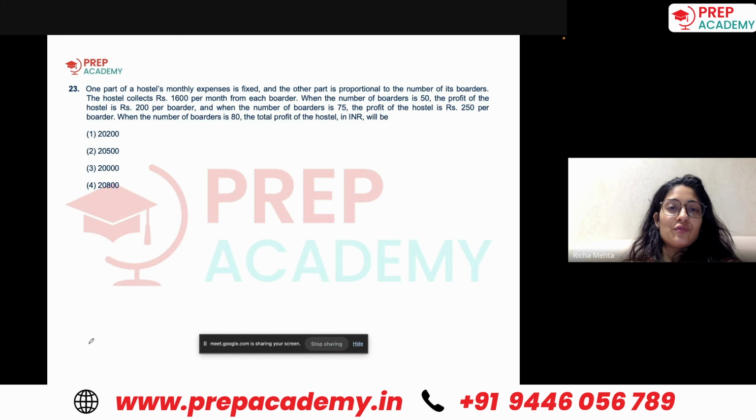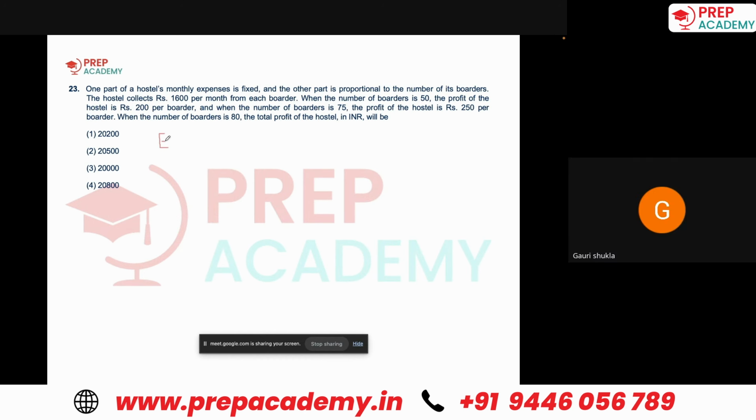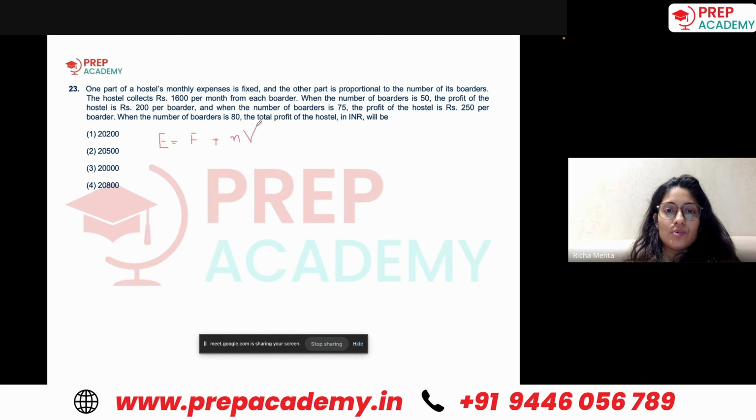Okay. One part of a hostel's monthly expense is fixed, and another part is proportional to the number of its boarders. So first, let's form an equation. Expense is equal to F plus the number of boarders times V, same as the previous one. The hostel collects 1600 rupees per month from each boarder. Okay, so this is what the hostel collects. When the number of boarders is 50, the profit of the hostel is 200 rupees per boarder.